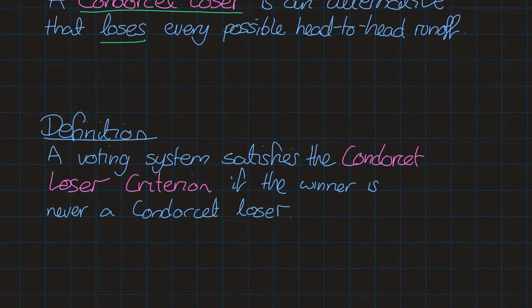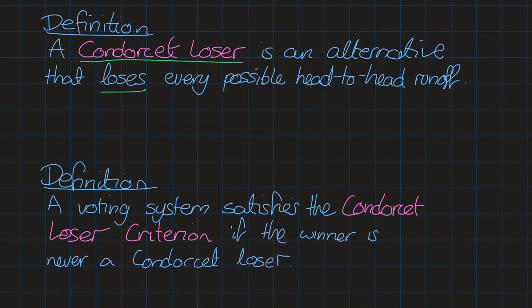And what is the Condorcet loser criterion? A voting system satisfies the Condorcet loser criterion if the winner is never a Condorcet loser, okay? So pay special attention to precisely what this definition is saying. It's not saying that the Condorcet loser has to be in last place. It's just saying that the Condorcet loser cannot be in first place. So if the Condorcet loser is in second place or third place, that's perfectly fine.